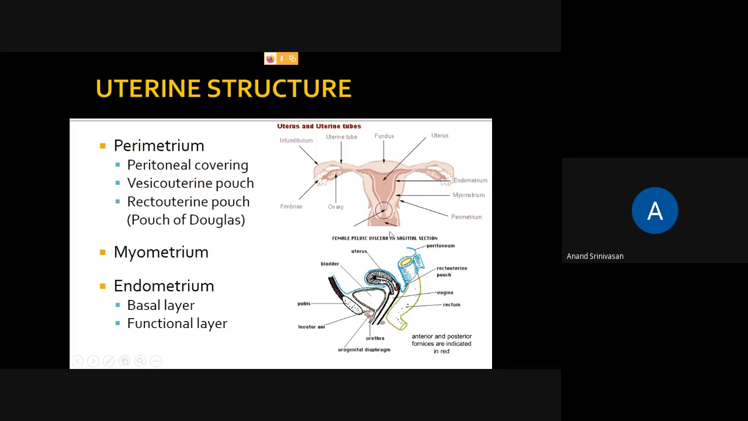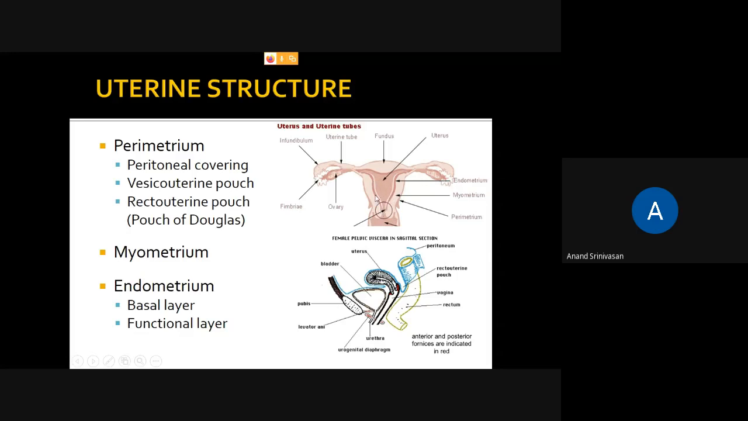The uterus will then start to shed its superficial layer, that is the functional layer. The functional layer of the endometrium is shed out, which is called menstruation or periods. This occurs when there is no fertilization.